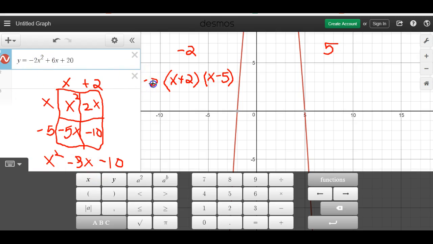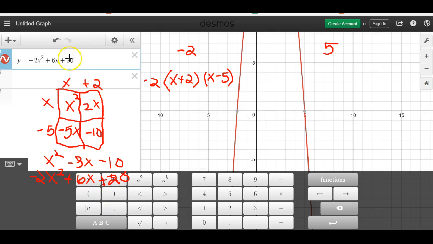What would happen to the rest of this? If I multiply this by negative 2, I get negative 2x squared, right? So this would become negative 2x squared. What does this become? Negative 2 times negative 3. Well, that's positive 6, right? So we get positive 6x. And what is negative 2 times negative 10? Well, that's positive 20.